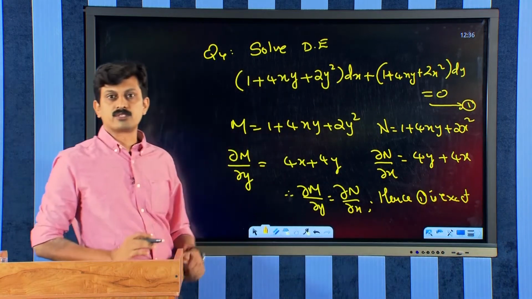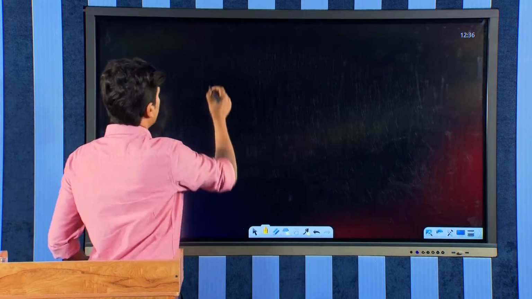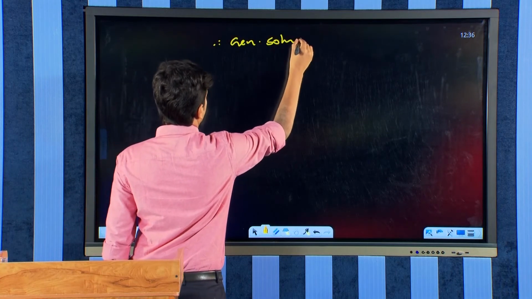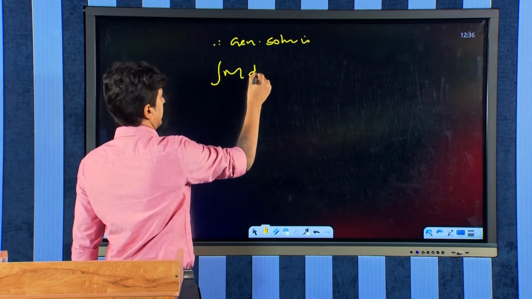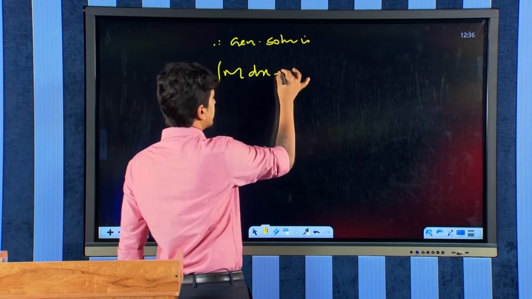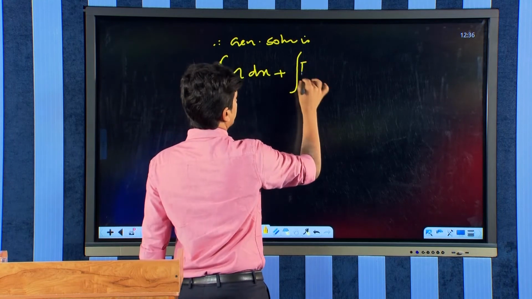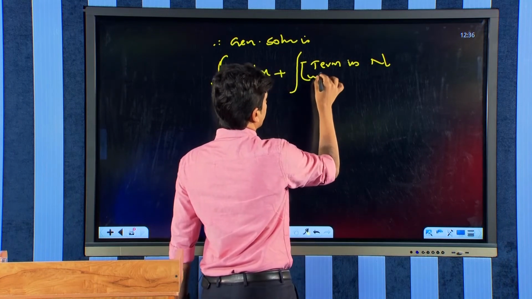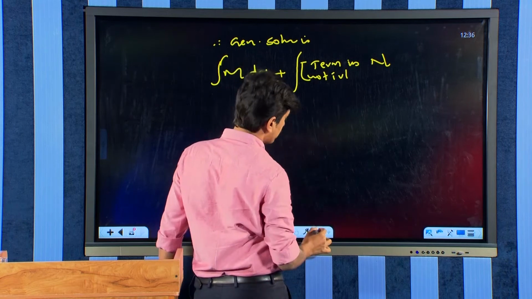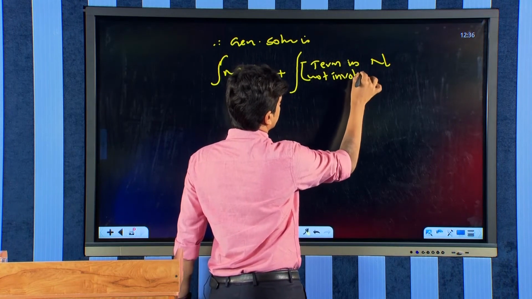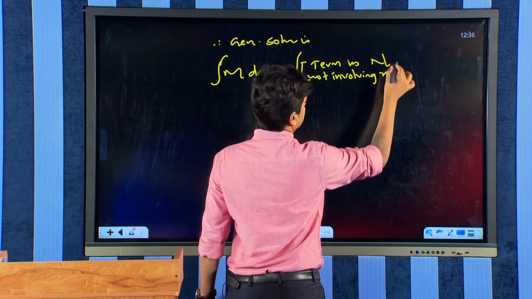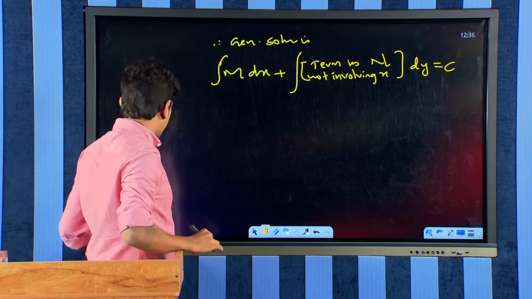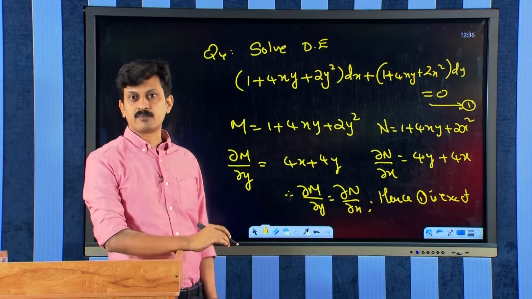Okay. So, we can solve it. While solving this, the general solution is integral of M dx plus integral of terms in N not involving x, dy, is equal to c. We can come back, and M is 1 plus 4xy plus 2y square.